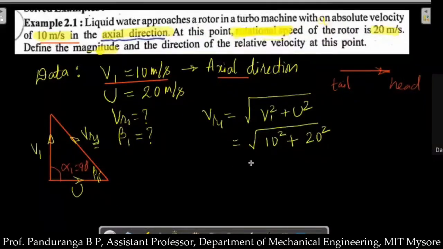It is 22.36 meter per second. So that is the magnitude of VR1.